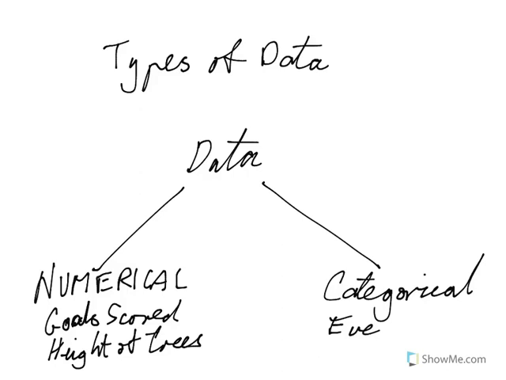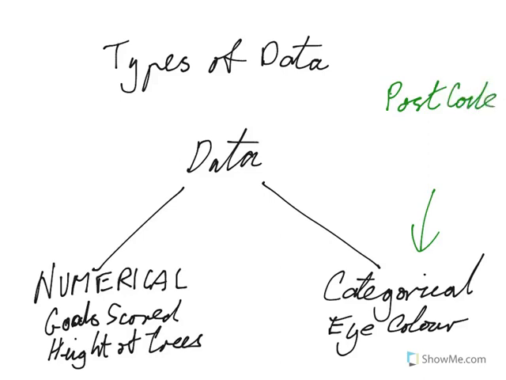So how do you spell eye? It's eye colour, for example. That's a category. All right, now we have to be a little bit careful though, because sometimes we use numbers to represent categories. And so things like postcodes, for example. Postcodes, they're numbers, but they're actually categorical data because they're a number that we assign to a location.